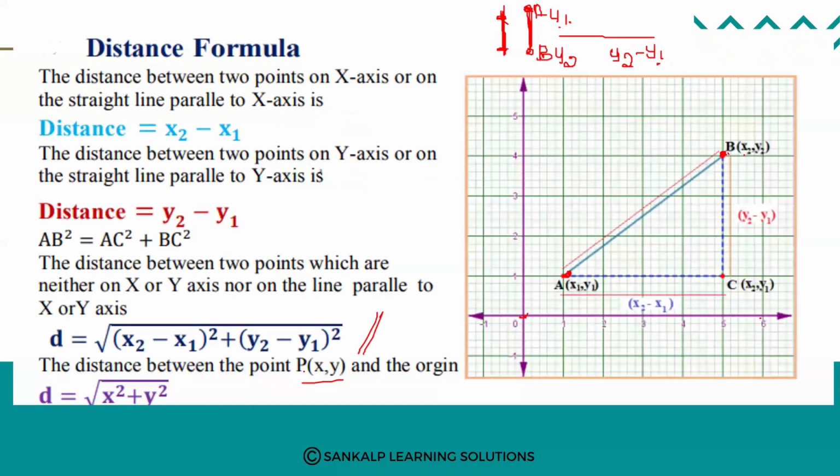The distance between the point P(x, y) and the origin is D equal to square root of x square plus y square. Why? Because the origin has coordinates 0, 0. Origin has 0, 0 because x is 0 and y is 0. Why? Because x and y axes are intersecting at a particular point. So when they intersect, the x coordinate is 0 and the y coordinate is 0. So then what do you get? You get x square plus y square, right?